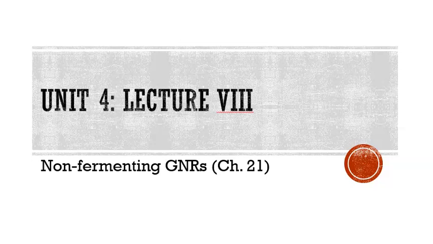In this next section of the Unit 4 lecture, we're going to cover a group of organisms known as the non-fermenting gram-negative rods. Generally speaking, the aerobic gram-negative rods can be categorized into two main groups. We've got the fermenters, which ferment carbohydrates, and those are the ones we talked about in Unit 3, the family of organisms known as the Enterobacteriaceae. Most of those are lactose fermenters. There were a few exceptions, if you remember.